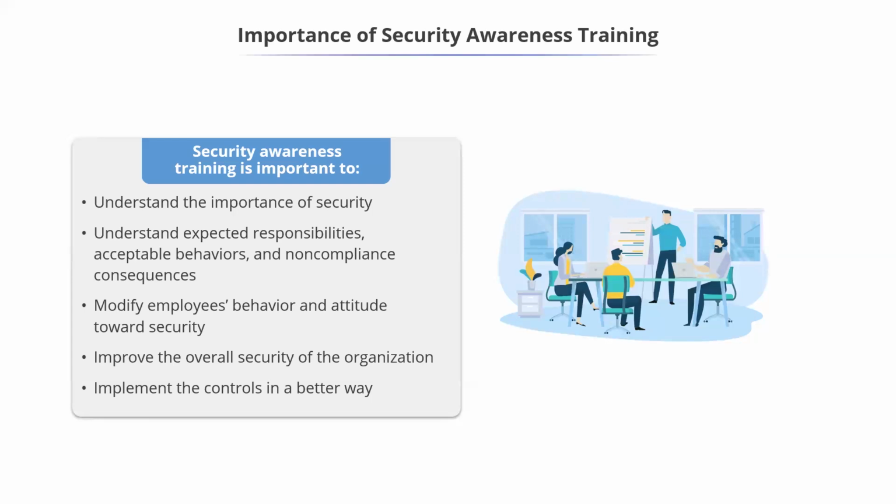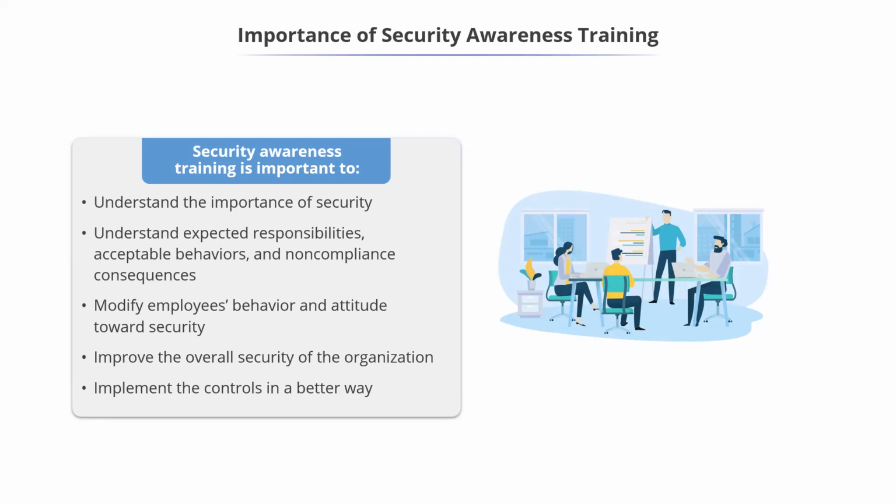You make people aware of the different types of attacks so that they can protect themselves. For example, in 2021, when we came across the oxygen concentrator phishing scam going on, we immediately sent a mailer to all the employees so that they could be aware of this kind of attack. It improves the overall security of the organization and implements the controls in a better manner.